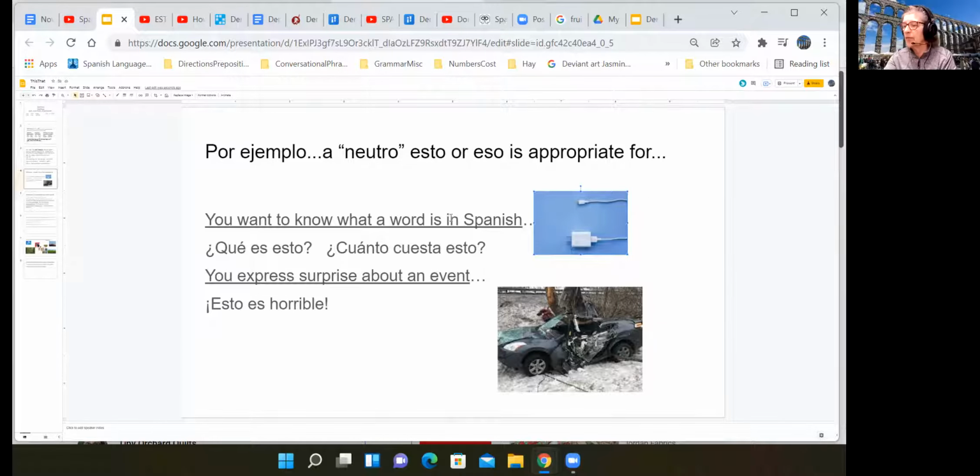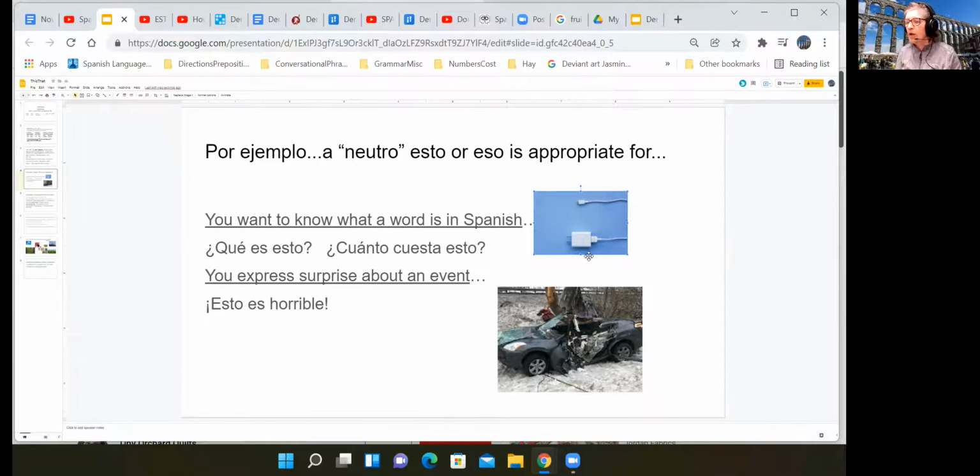You want to talk about this thing. It's a charger. You don't know the word for charger. You don't know what gender it is. You just know, I need this thing. Quiero esto. I want this. Quiero esto. I want this thing. ¿Qué es esto? ¿Cuánto cuesta esto? How much does this cost? You can sub that neutral word in as kind of a cheat thing.